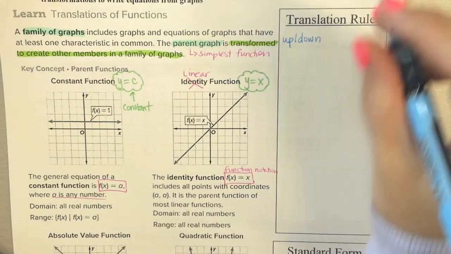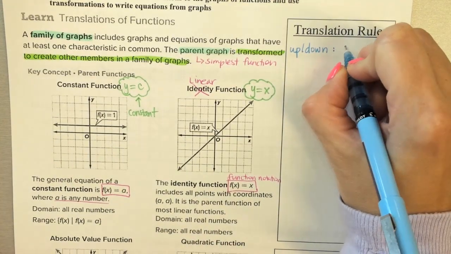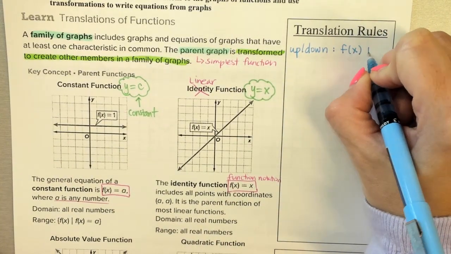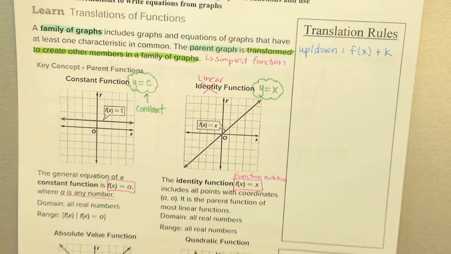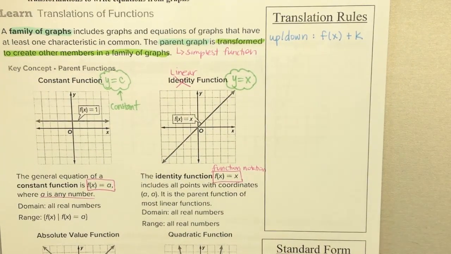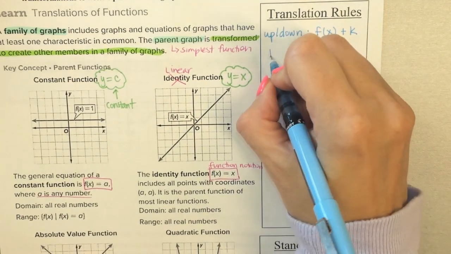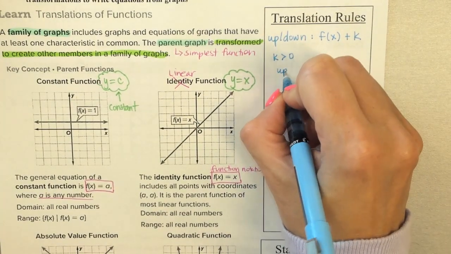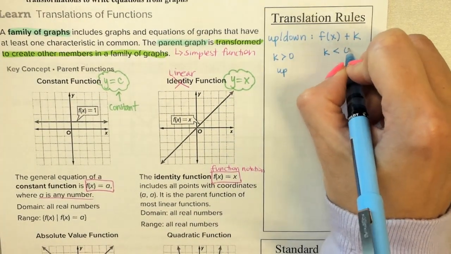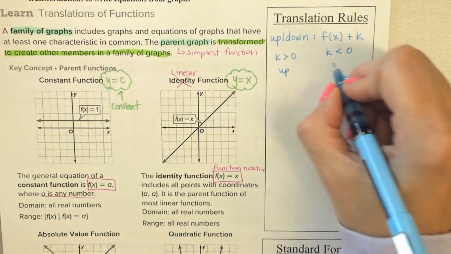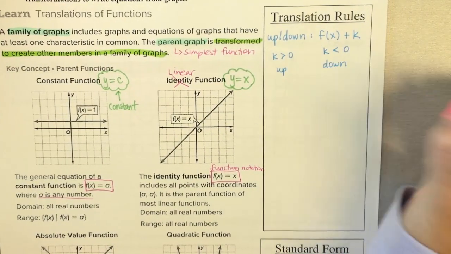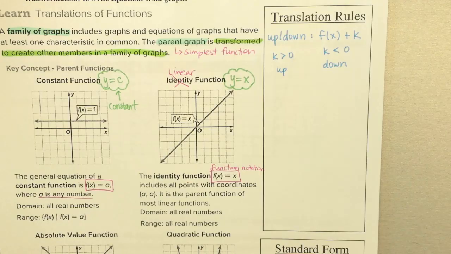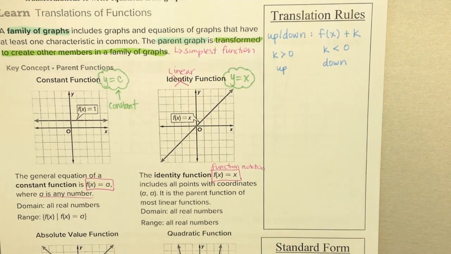So if you are moving a function up or down, the rule is you have a function f of x plus k, and if the value of k is positive, that means it's going to go up, and if the value of k is less than 0 or negative, that means it's going to go down. Okay, so a lot of times these boxes are going to use symbols to indicate what's happening.